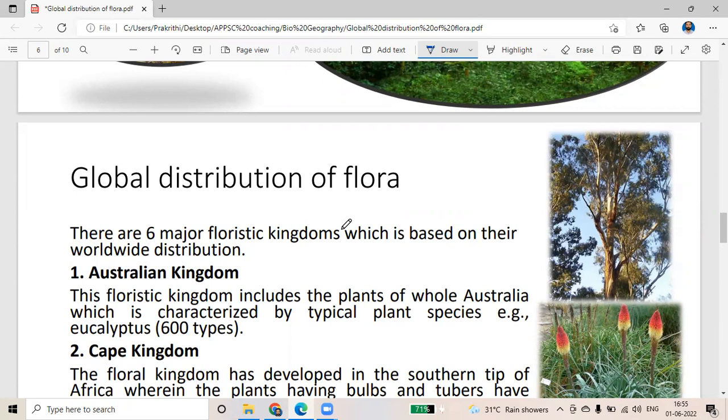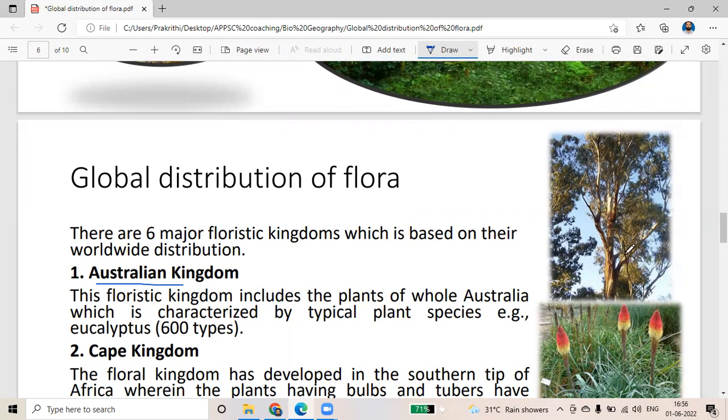Of course, the earlier one was also included in the same, but the area has got its own name. The first kingdom is the Australian kingdom. Like the name states, it is widely seen in the Australian continent. And the main tree is the eucalyptus. There is a very large presence of eucalyptus here.